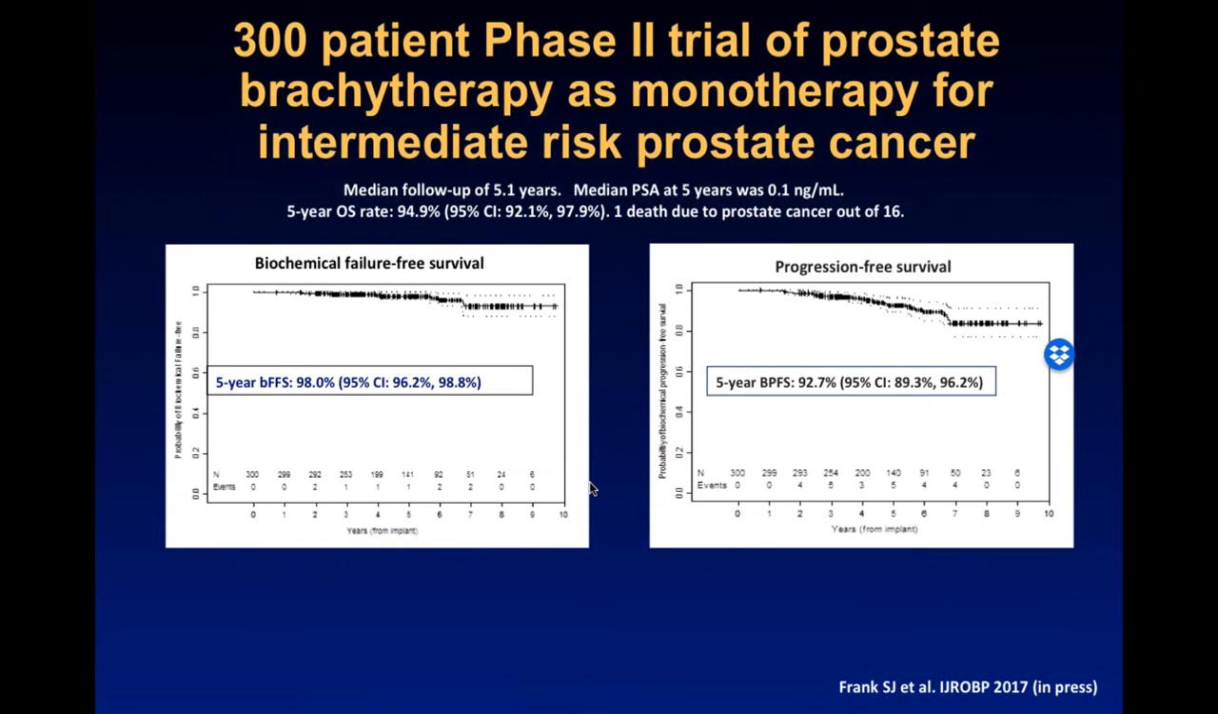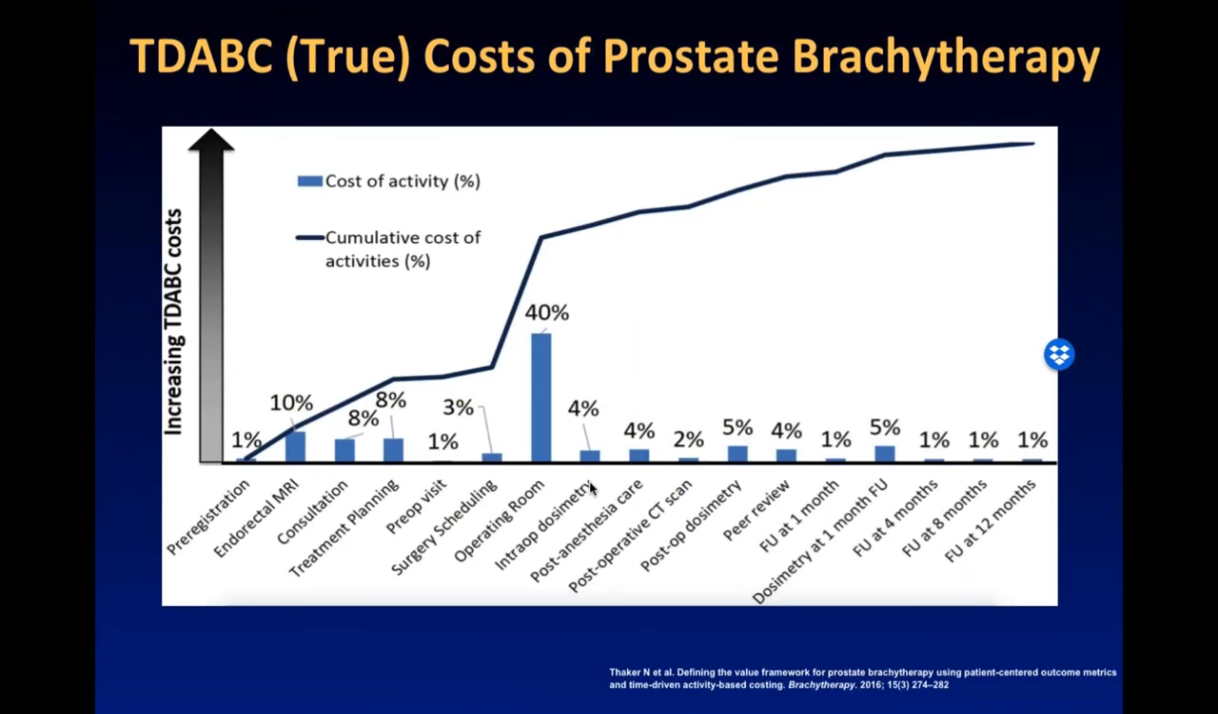This trial is in press, and what we were able to demonstrate is a 5-year biochemical, and this is monotherapy alone, no hormone therapy, and no external beam, but demonstrated 98% biochemical failure-free survival at 5 years and a progression-free survival of 93% at 5 years. The median follow-up was 5.1 years, and the median PSA at 5 years was 0.1 nanogram per milliliter. We had 1 death due to prostate cancer out of the 16 follow-ups.